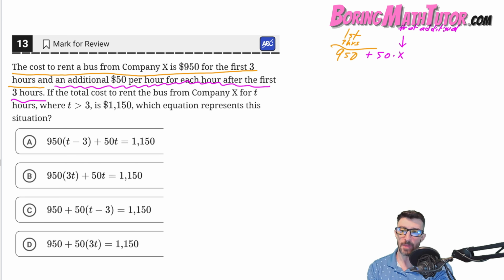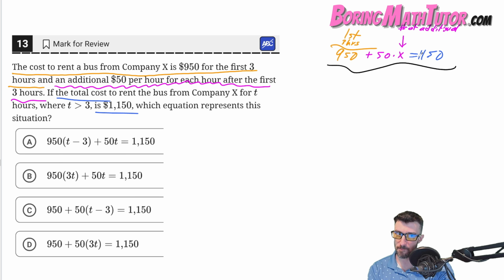So then they're telling us that the total cost is $11.50. So just by doing a little bit of basic setup, I can already tell that it's not going to be A or B. It's got to be $9.50. That's set in stone, plus 50 times a certain amount of additional hours.